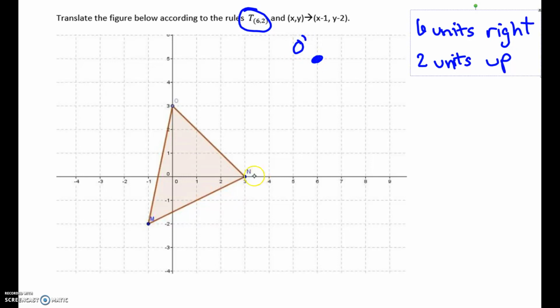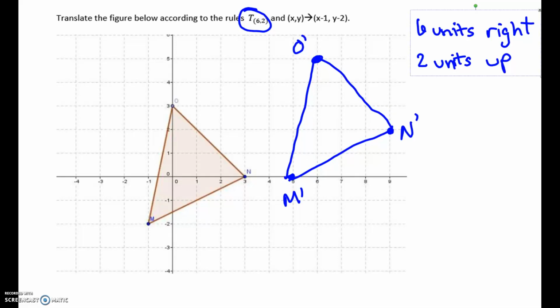N is going to go 6 right, 1, 2, 3, 4, 5, 6, up 2 here. So this guy here is N prime. And M is going to go 6 right, 2 up. Right here is M prime. So I am going to do that guy right there. And now let's look at this one.